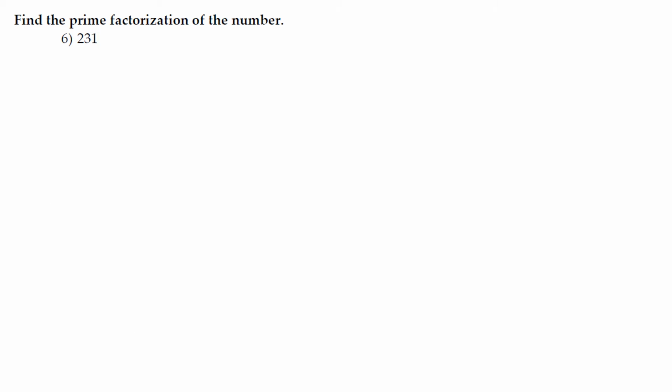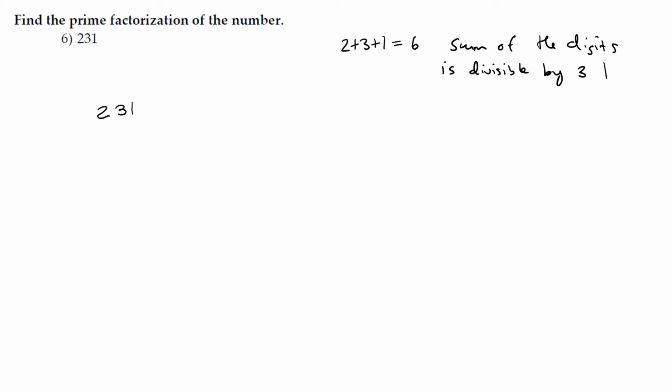Alright, number 6 here, find the prime factorization of the number. So remember, prime factorization meant that we were breaking this number down into all of its primes. And then we did have our divisibility rules. So remember that if the sum of the digits, so 2 plus 3 plus 1 is 6, so if the sum of the digits is divisible by 3, then the number is also divisible by 3.